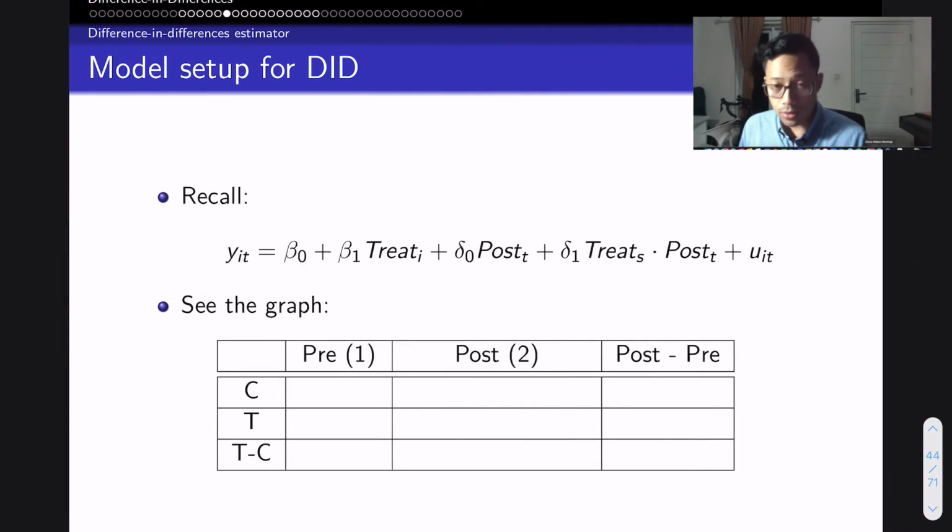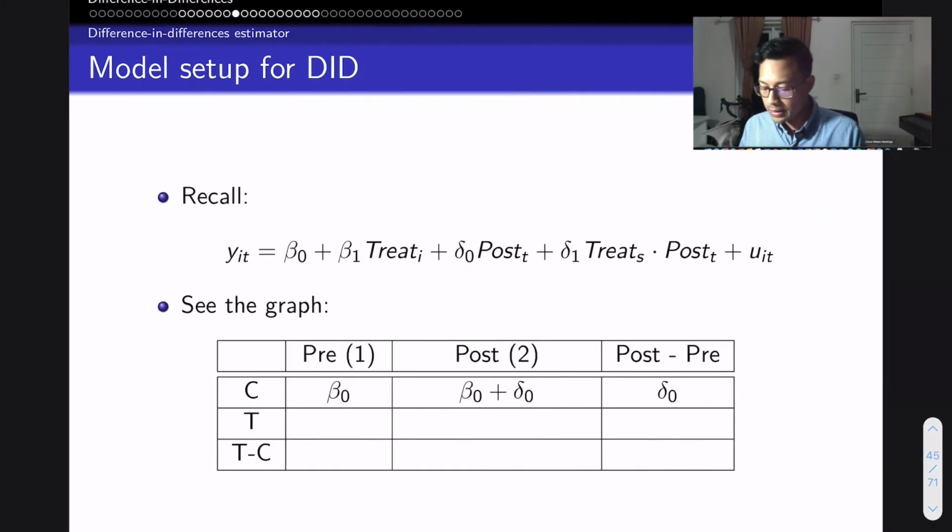So let's think about the DID model in the context of the pre and post method and the with and without method. And here you can learn why the pre and post method is going to produce a relatively biased result, and the with and without method is also going to produce a relatively biased result. Okay, so let's start.